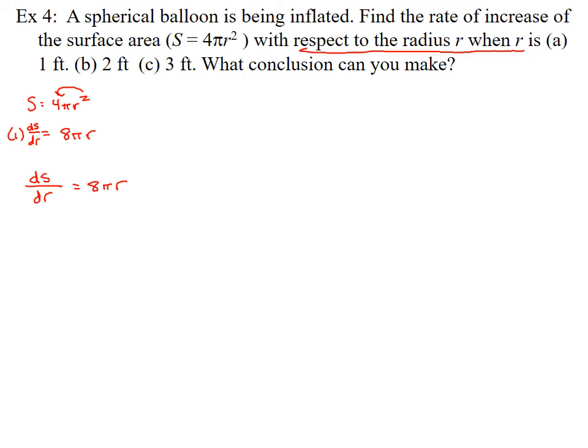Now, according to this, it just wants you to plug some numbers in. So we want to plug in r equals 1, r equals 2, and r equals 3. So that's not too hard. So find ds dr on all of these. ds dr, if you plug in 1, would be 8 pi.